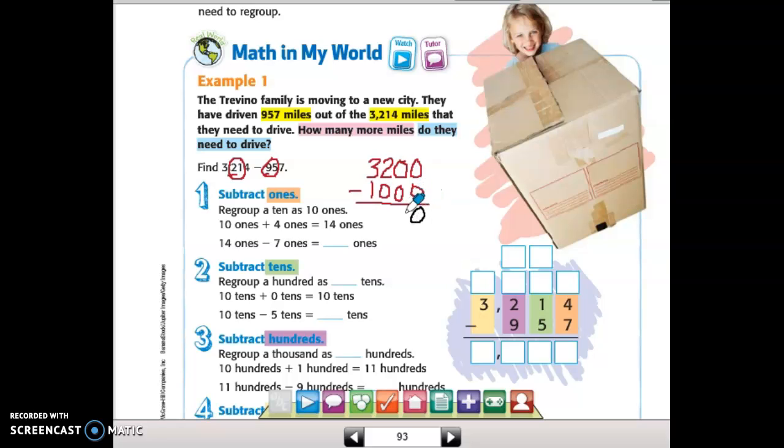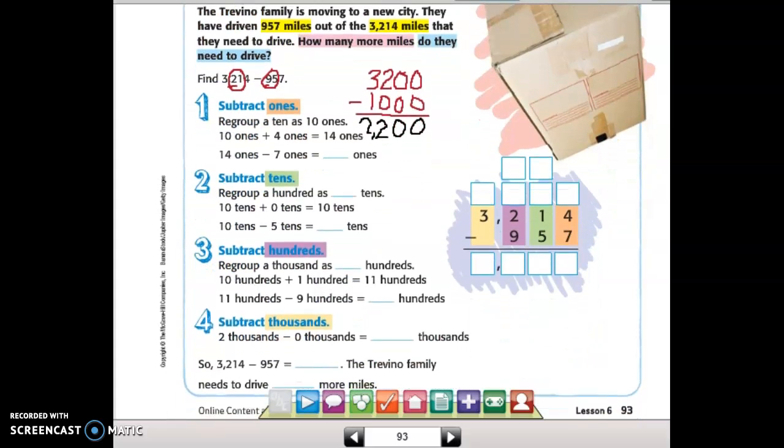And 0. 2 minus 0 is still 2. If I take none away from 2, I still have 2. 3 minus 1 is 2. So here's my estimate, 2,200. And I'm going to get started on my actual problem.